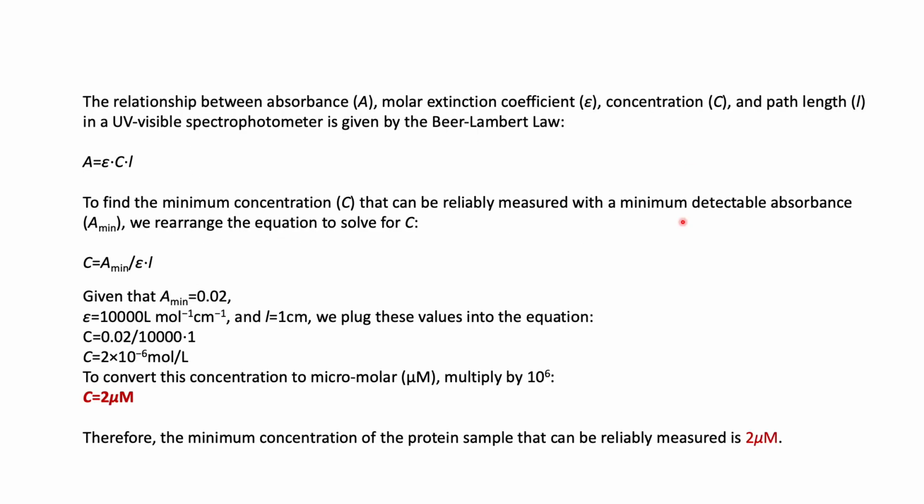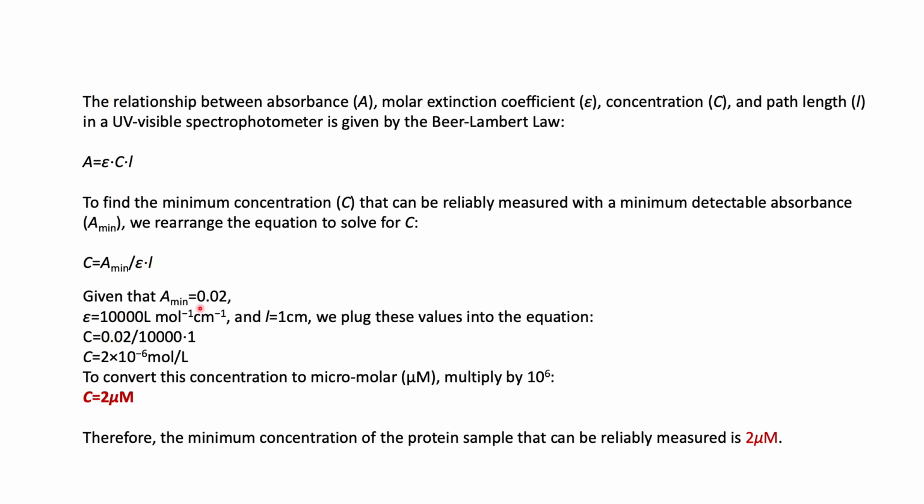Now coming back to our problem statement, the relationship between absorbance A, the molar extinction coefficient epsilon or k, concentration C, and path length L in a UV visible spectrophotometer is given by the Beer-Lambert's law like we just saw. So A is equal to epsilon c l. So to find the minimum concentration C that can be reliably measured with a minimum detectable absorbance A min, we rearrange the equation to solve for C. So C is equal to A min divided by epsilon into L.